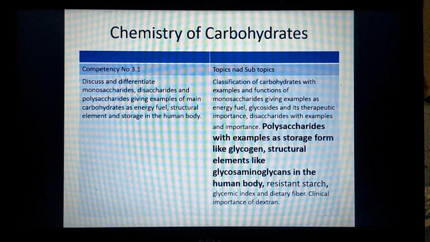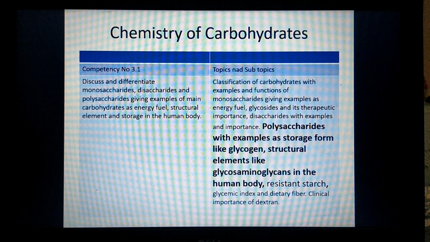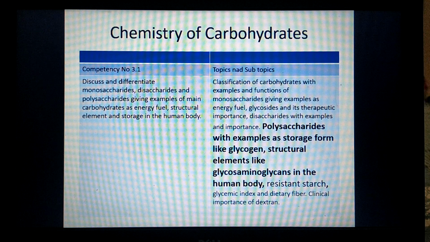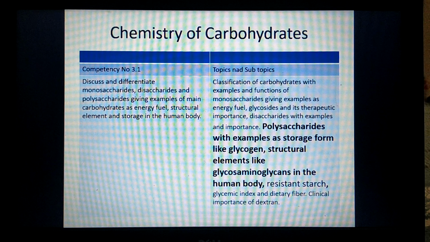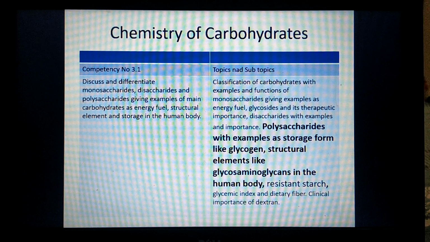Good morning, students. Today's topic of discussion is competition number 3.1, polysaccharides. Here in these polysaccharides we are discussing mainly two polysaccharides, that is glycogen, which is a storage form of polysaccharide in animals, and glycosaminoglycans, which form various structures in our body.